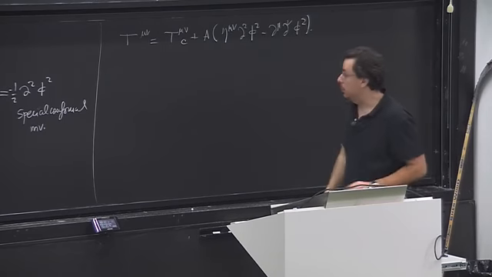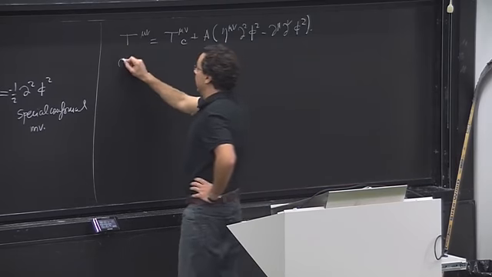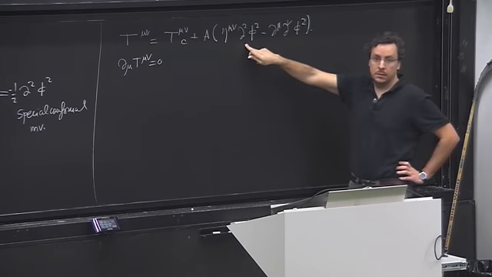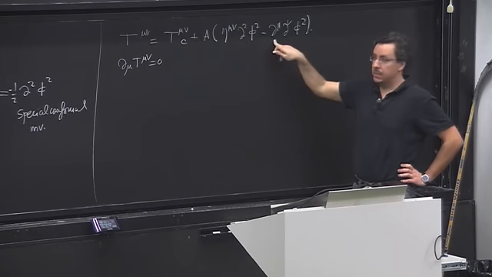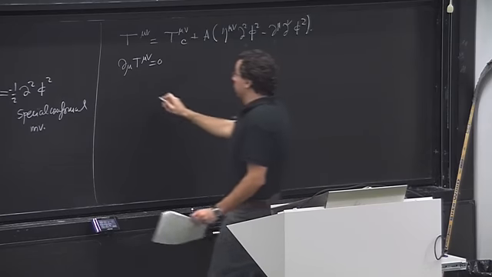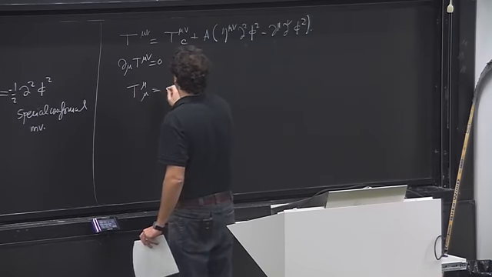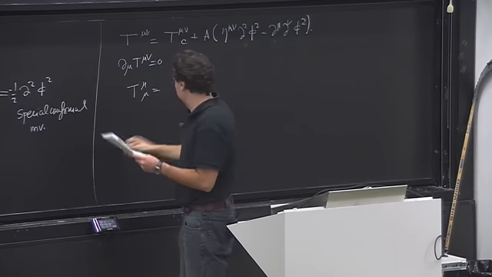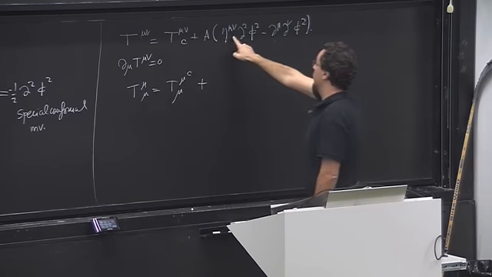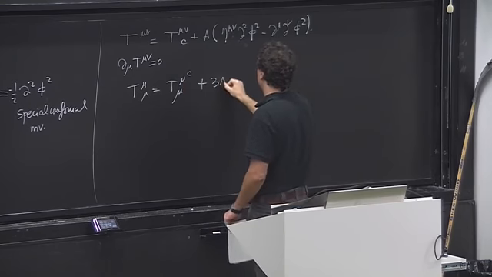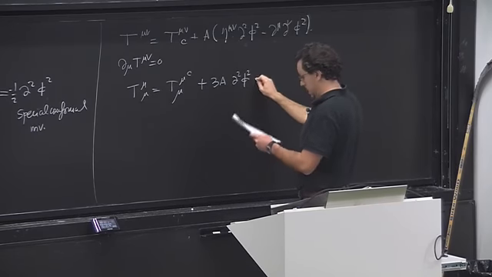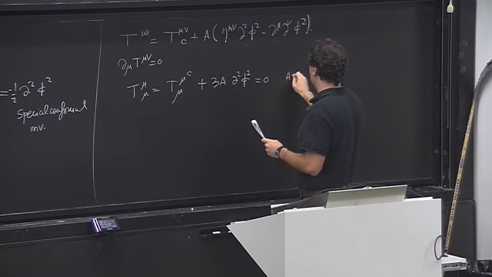Now, the first observation I want to make is that this guy is still divergence free, so it's conserved. If I act with the derivative here, this guy is precisely cancelled by this guy, so it's a conserved stress tensor. And now I can compute the trace. I'll get the thing that I got before, T mu mu canonical, plus, if I compute the trace of this term, you get 3a d square phi square. And this guy will vanish if a equals 1/6, okay?